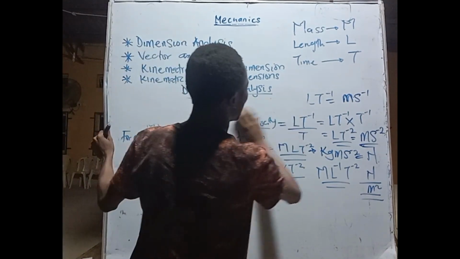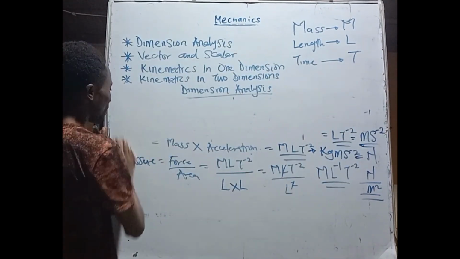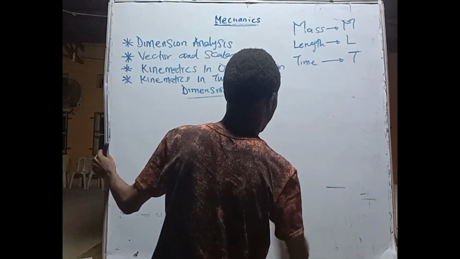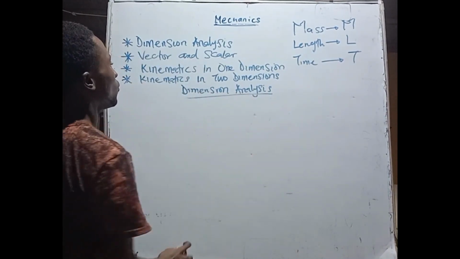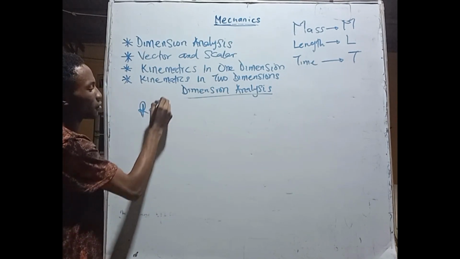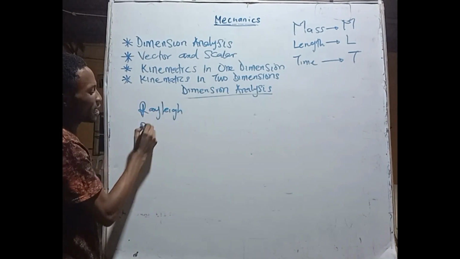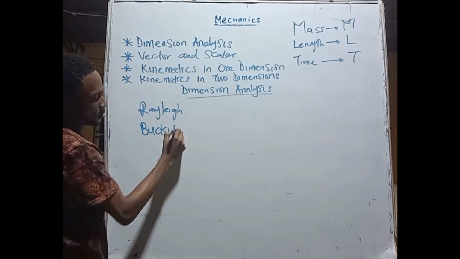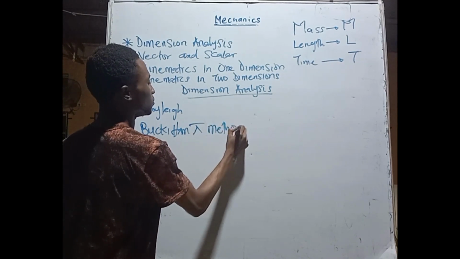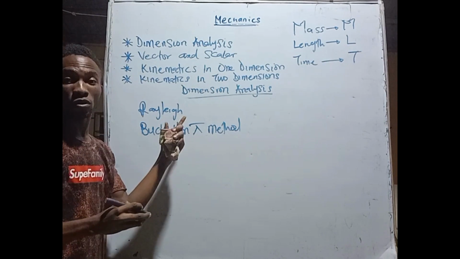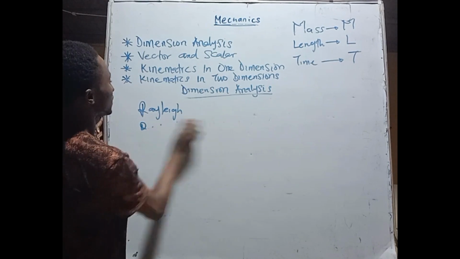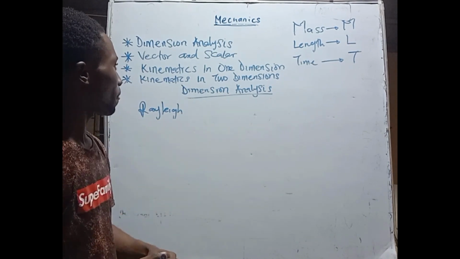So let's talk about how to get the dimension for other quantities. We have two methods that we use. We have Rayleigh's method and we have Buckingham-Pi method. But in this class, we'll be using Rayleigh's method. Buckingham-Pi method is beyond the scope of this class. So follow through as we explain. Alright.